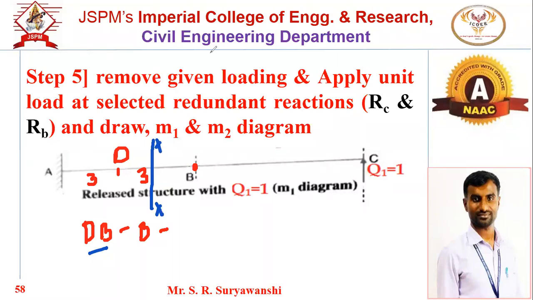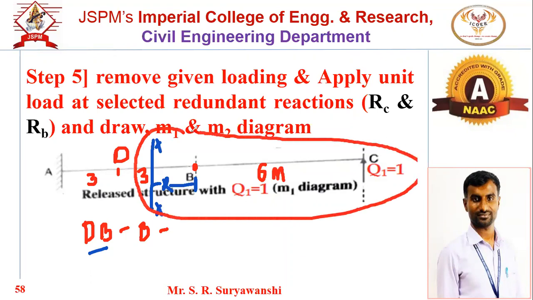Now, what is that x distance? The x distance is the distance from the origin, that is, the distance between this section line and the origin. What is the origin? B point is the origin. So this is the x distance and this is the section line. We want the bending moment about this section. The BC span is given as 6 meter. Now we have to consider this right portion to calculate the moment.